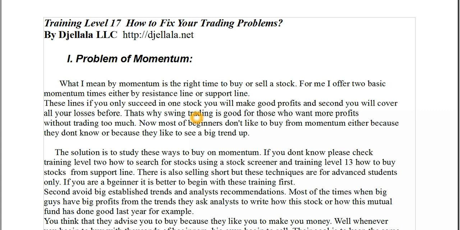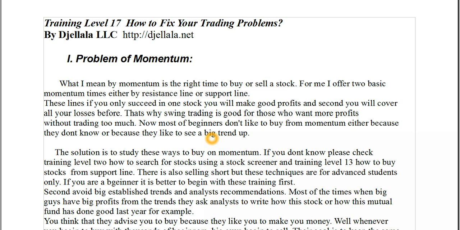Now there are some techniques that we use in order to buy at a certain time. If we succeed, we can make a lot of money. And this is what we call a momentum of price. And this is what I use in our training. Let's say training level 2, how to search for stocks using a stock screener, or training level 3, how to search for stocks using an industry index, or training level 13, how to buy stocks from the support line.